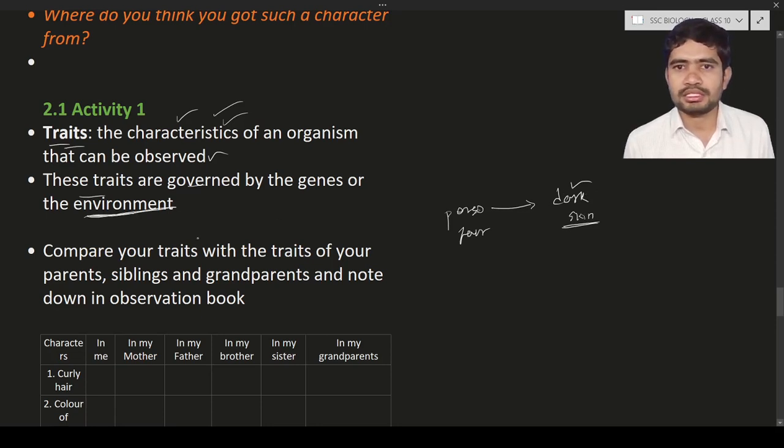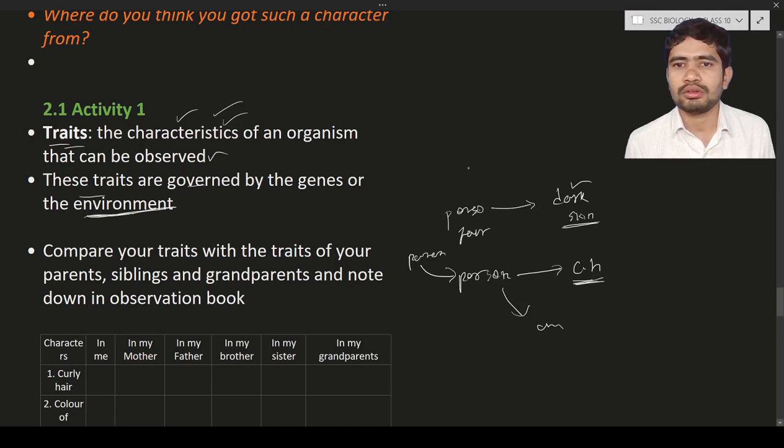Okay, and next, the same person has curly hair. So how is it possible? Because this curly hair came from his parents. The information came from his parents to him, and from him to his children and so on. Okay, this is one of the characteristics.